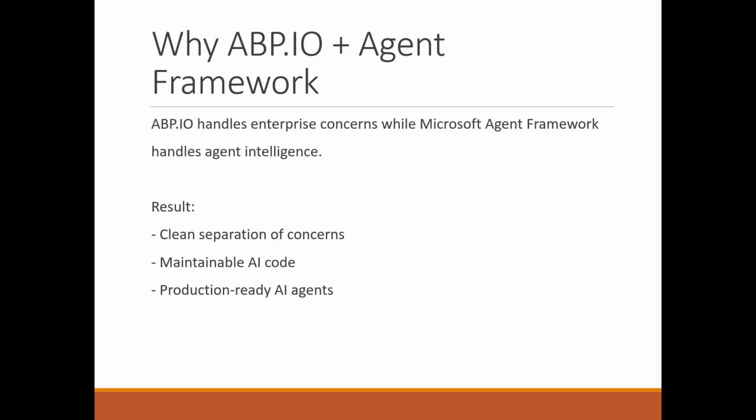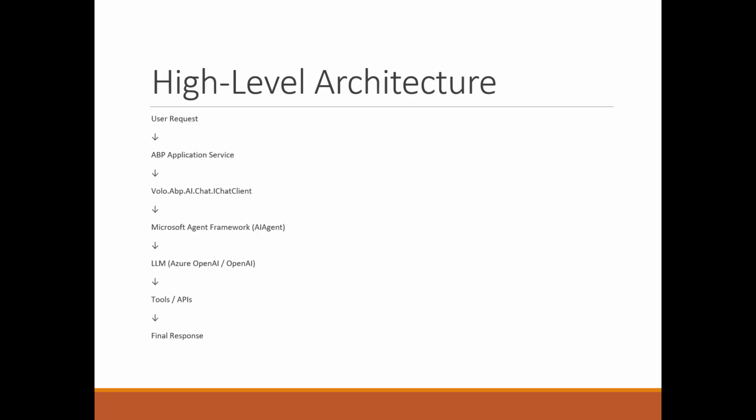The very common question is why ABP.io plus Agent Framework is needed. ABP.io handles the enterprise concerns, while Microsoft Agent Framework handles the agent intelligence. We combine them to get a clean separation of concerns, maintainable AI code, and then a production-ready AI agent. ABP.io has its own full-fledged framework, and with this agent, value has been added to it so that it can do whatever the other AI agents can do. That's why both are combined.